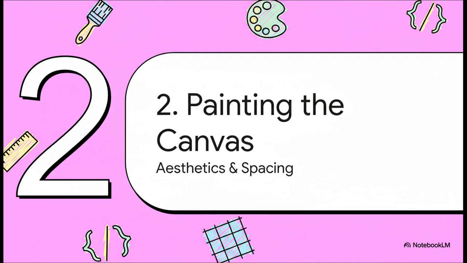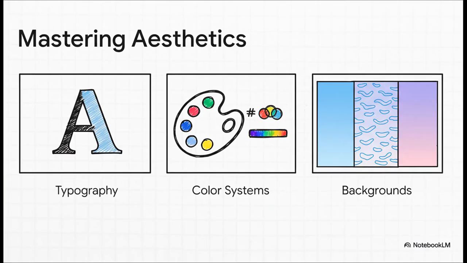Okay, now that we know the rules of the language, we can finally start being artists. This next part is all about painting the canvas. We're talking aesthetics, and maybe even more importantly, the spacing that gives a design clarity and rhythm. This is where your site really starts to get its personality. We can set the whole mood with typography, picking the right fonts and sizes. We build out a look with color, whether it's simple names like red or super precise hex codes. And of course, we set the stage with backgrounds, solid colors, cool images, or even subtle gradients.